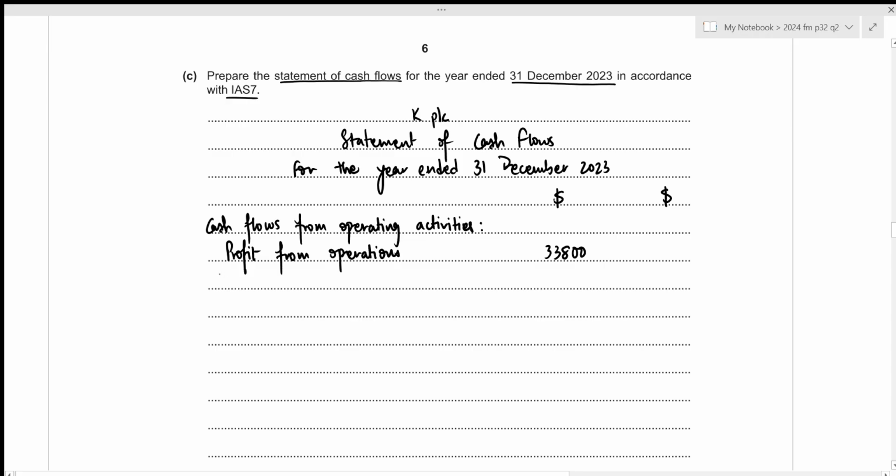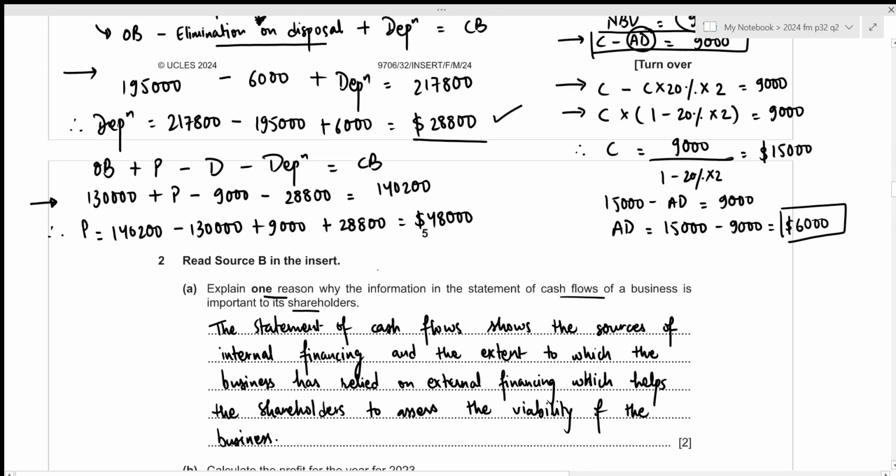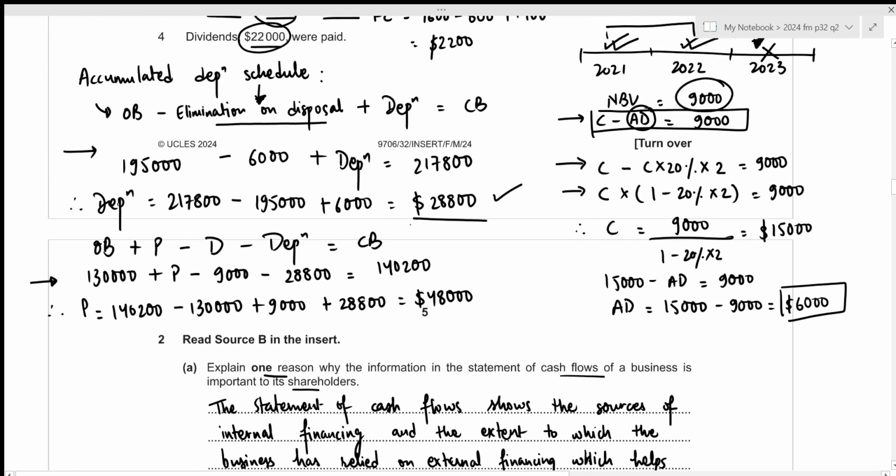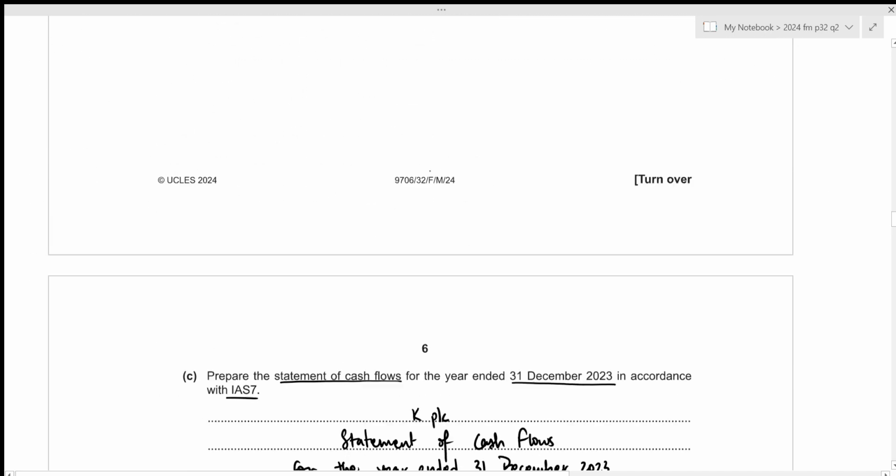Okay, the next item to be included would be depreciation. Remember that this is a non-cash expense which was subtracted while calculating profit from operations, which is why now we need to add it back. And we've already calculated the depreciation amount for the year to be 28,800.